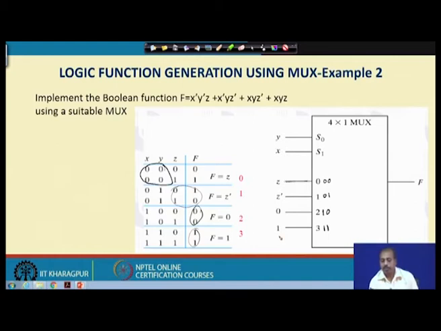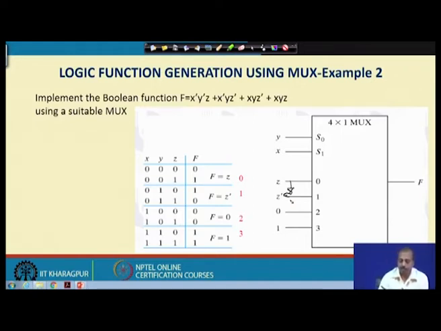So, I take a 4:1 multiplexer, and of course, I need some additional circuitry. Apart from the multiplexer, I need an inverter for getting this z bar. Otherwise I can do it like this. So, this way you can realize circuits using different numbers of multiplexers.